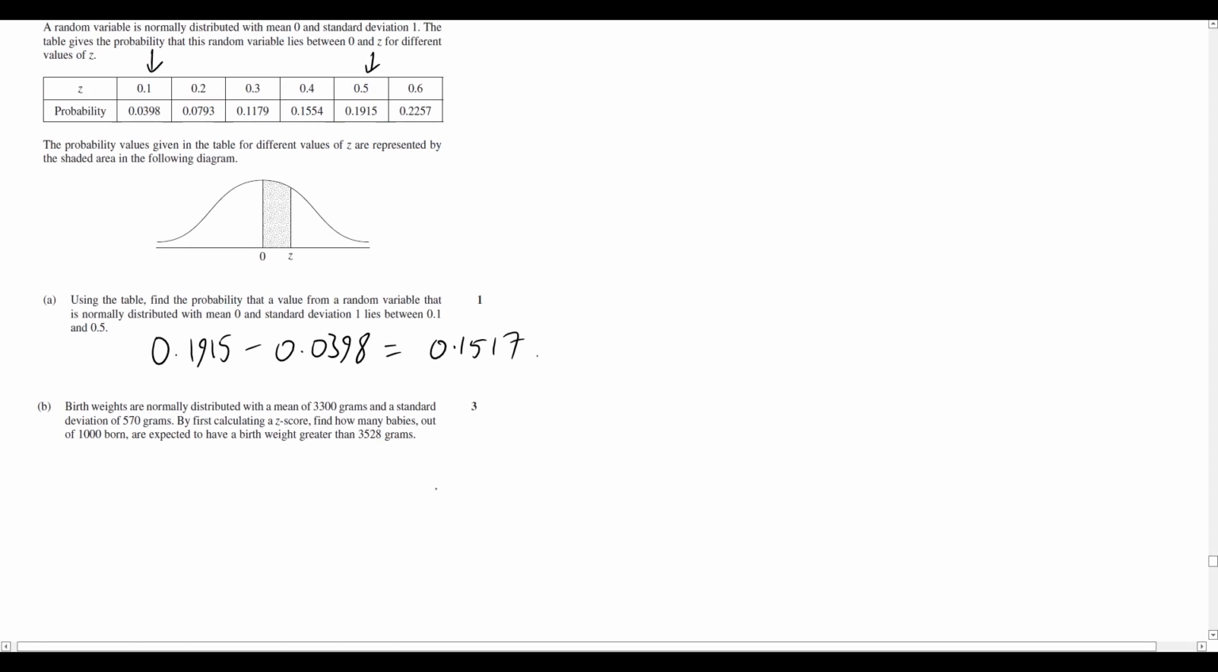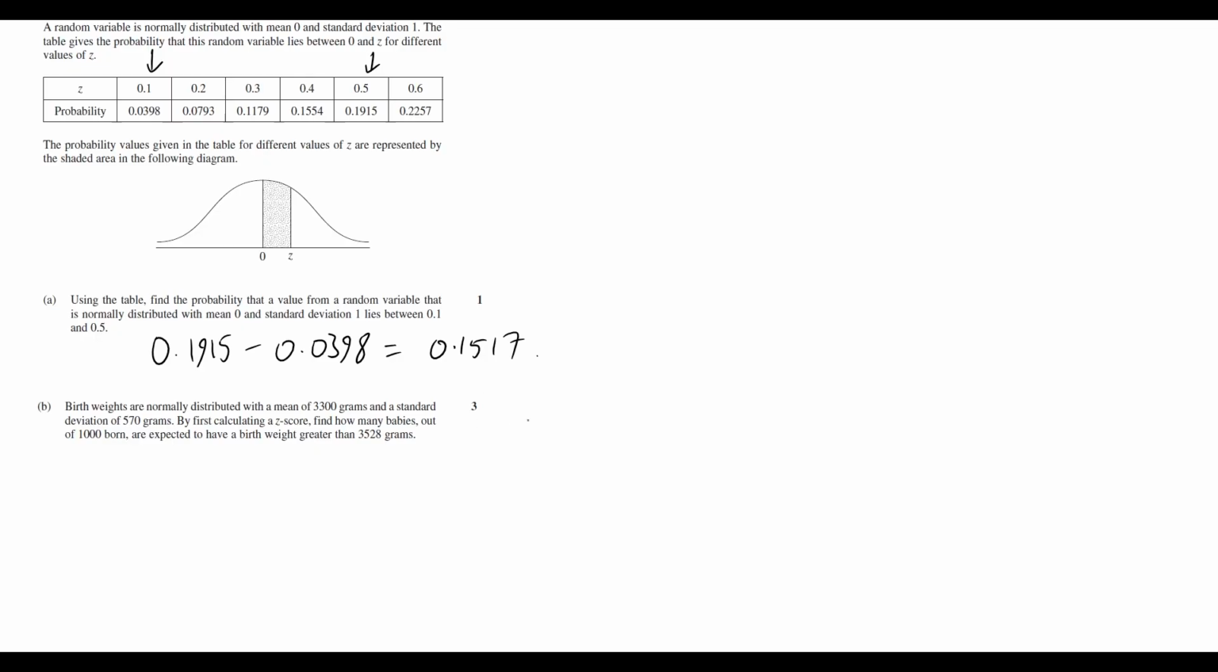Okay, now to part B. So birth weights are normally distributed with a mean of 3,300 grams and a standard deviation of 570 grams. By first calculating a Z-score, find how many babies out of 1,000 born are expected to have a birth weight greater than 3,528 grams.